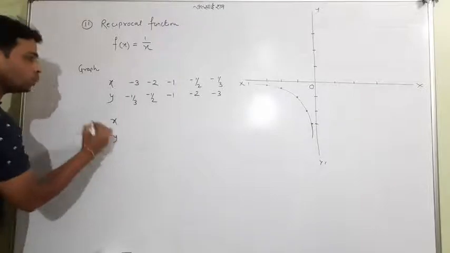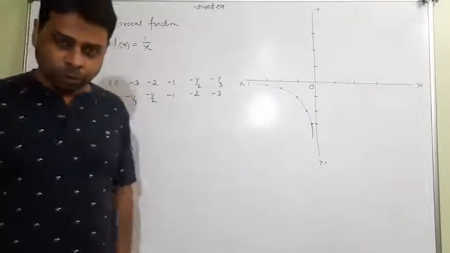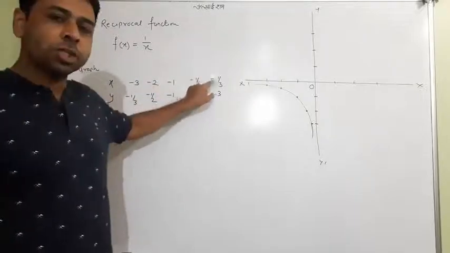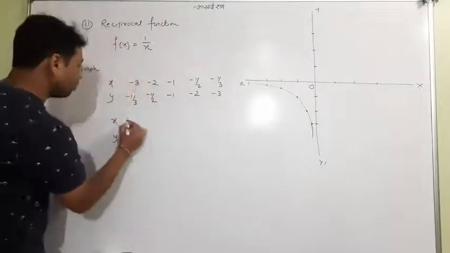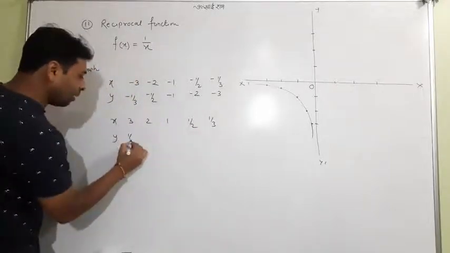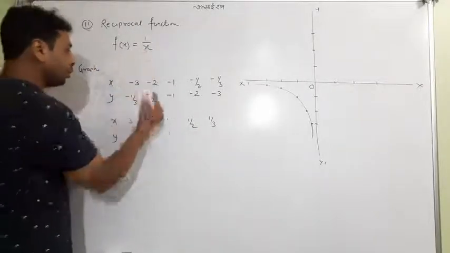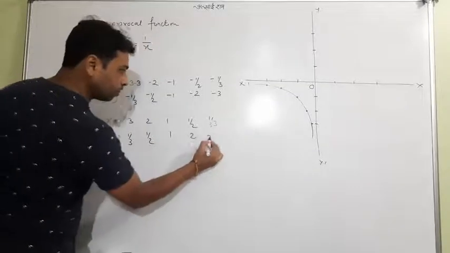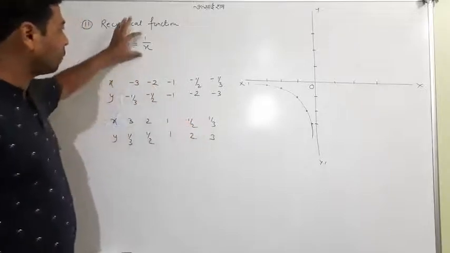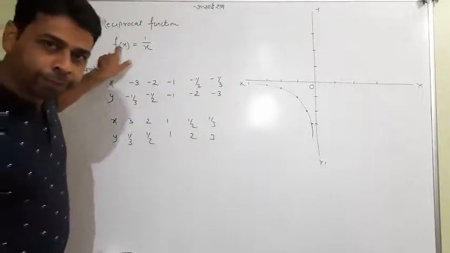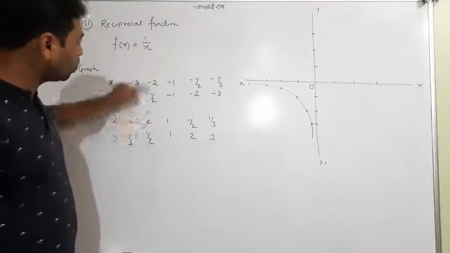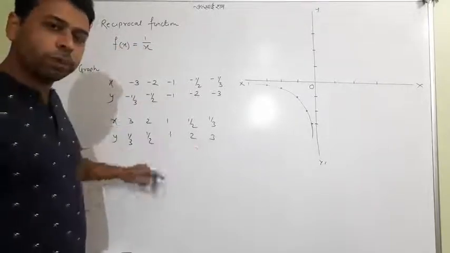I just want to tell you a few more values. For the complete graph, we had chosen the negative values. Instead of that, I'll choose positive values like 3, 2, 1, half and 1 by 3. When you put these as x, you will get the value of y. When you put 3 here, y is 1 by 3. When you put 2 here, 1 by 2, and so on. So these values will be obtained.